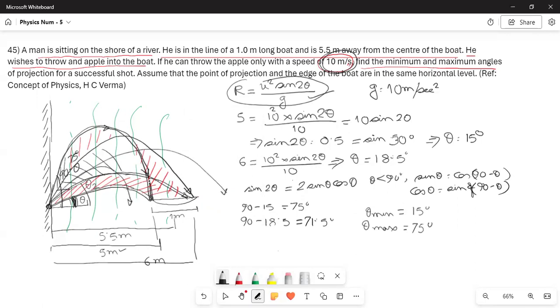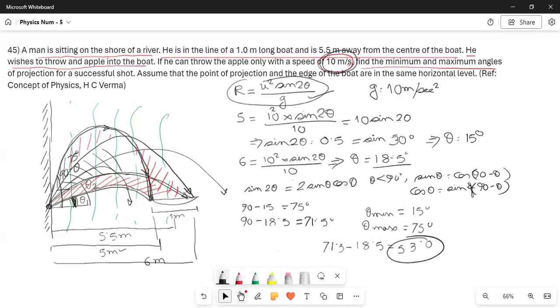That means there is a prohibited angle range of 18.5 degree, and this other angle is 71.5 degree. So this is equal to 53 degree range of angle in which is not permitted. So this is the solution.